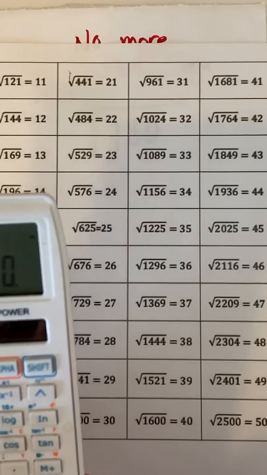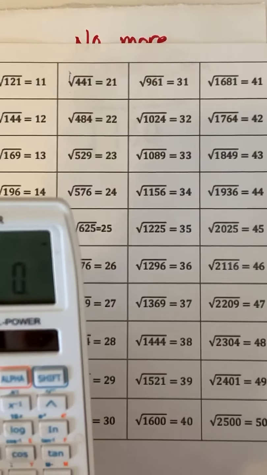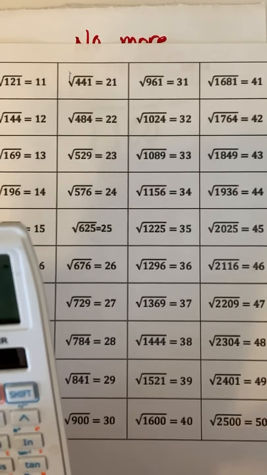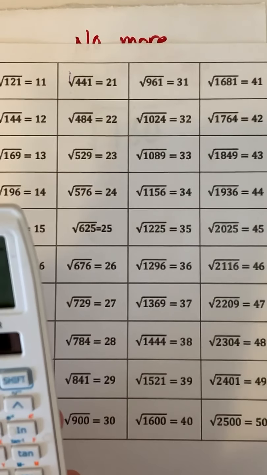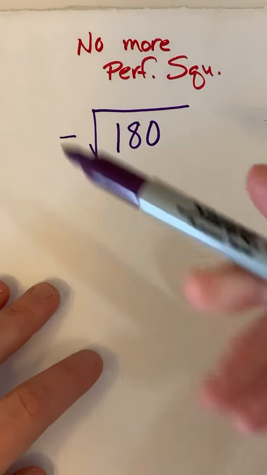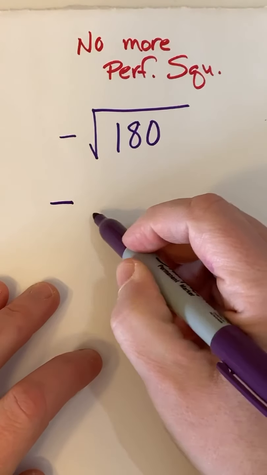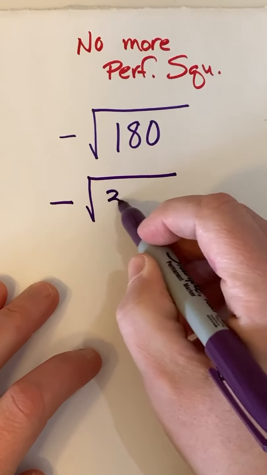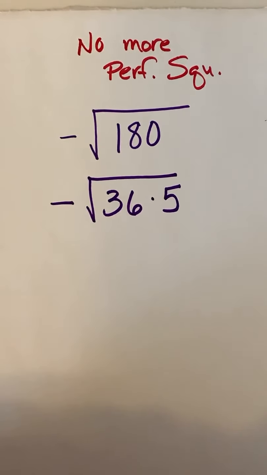180 divided by 64. Nope. 180 divided by 49. Nope. 180 divided by 36. Oh, well, there we go. So we can see that by working backwards, we can divide this up by saying the negative that's still outside, 36 times 5. 36 times 5 equals 180.